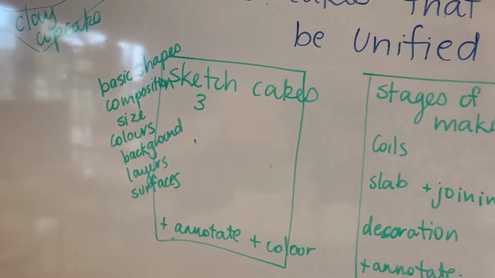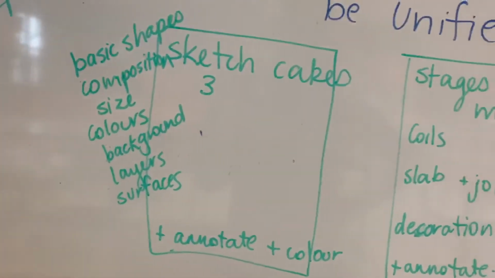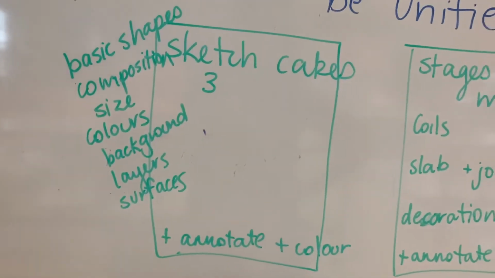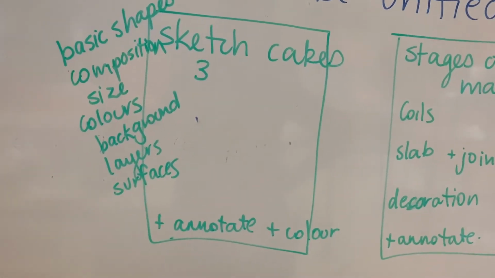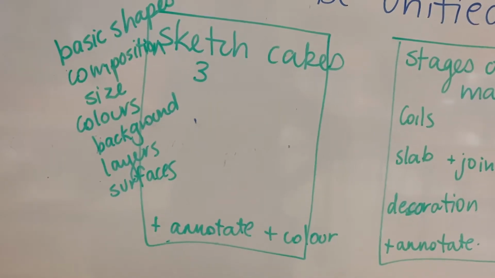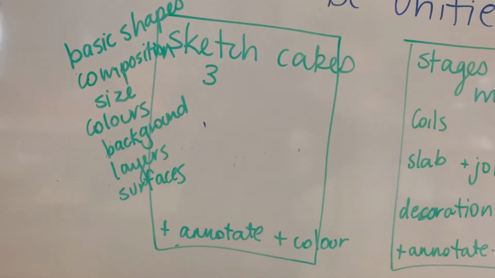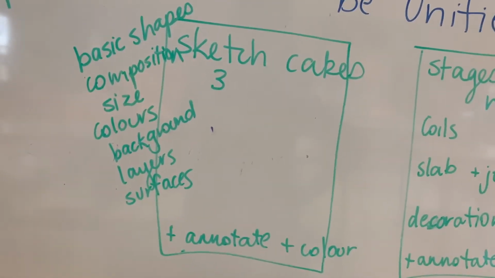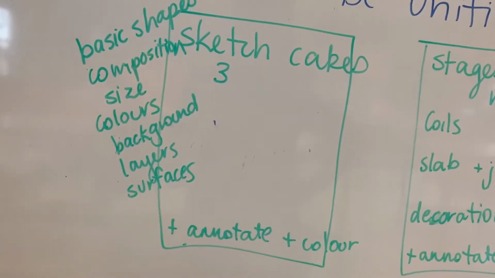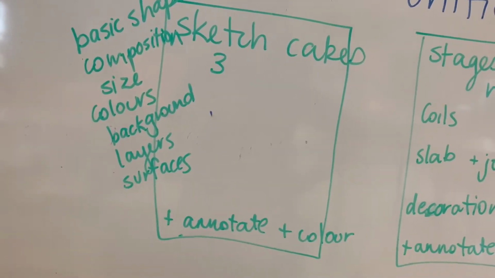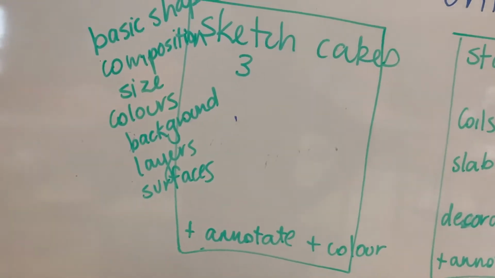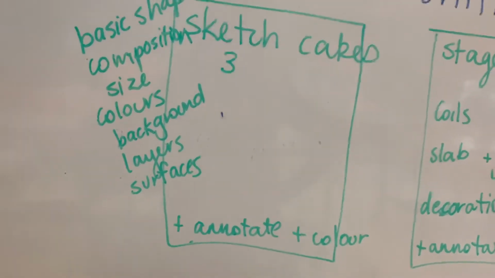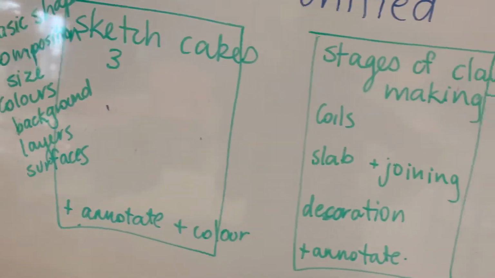Now, if you can cook your cakes, great. If you can't cook your cakes, just get online and you can find some little cakes to sketch. I get my students to sketch a minimum of 3 cupcakes, and they have to be annotated with some color. While they're drawing their cakes, they need to think about their basic shapes, the composition of what they're going to do, the size, the colors, the backgrounds, and the layers, and even the surfaces that they're working on. So they're starting to put all those thoughts into this brainstorming ideas page.